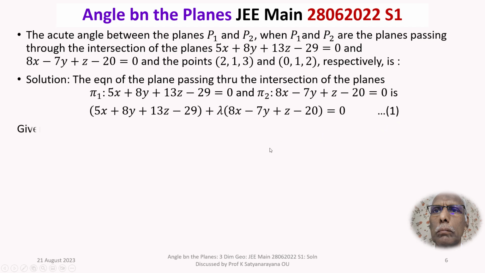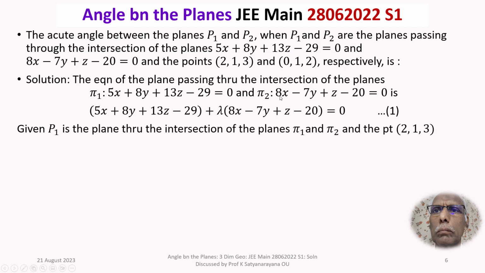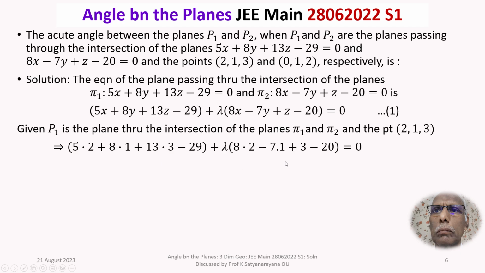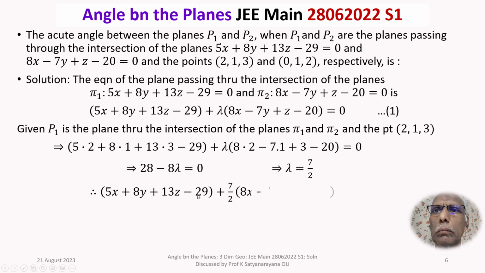It is given that P1 is the plane passing through the intersection of these 2 planes pi 1 and pi 2 and the point (2, 1, 3). So in equation 1, substitute x = 2, y = 1 and z = 3. Now simplify. You will get 28 - 8 lambda = 0 and this gives lambda = 7 by 2. Then equation 1 becomes pi 1 + 7 by 2 times pi 2.